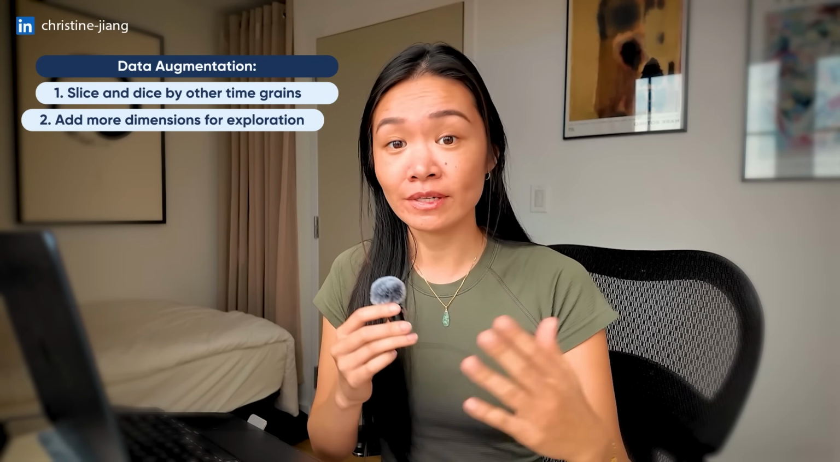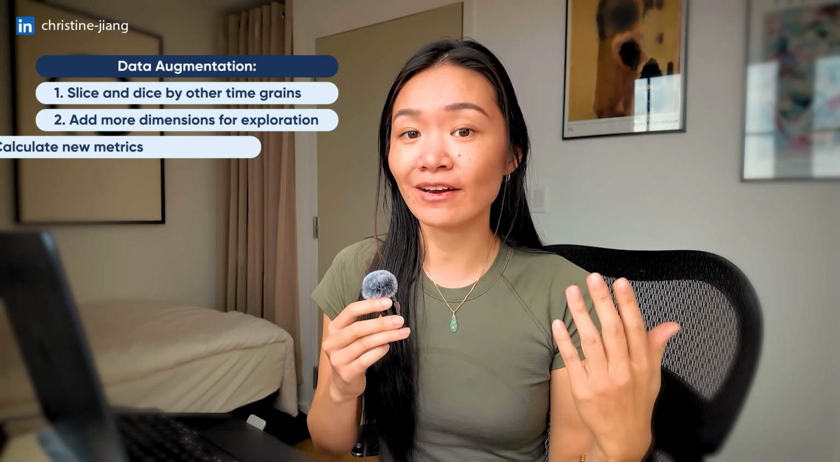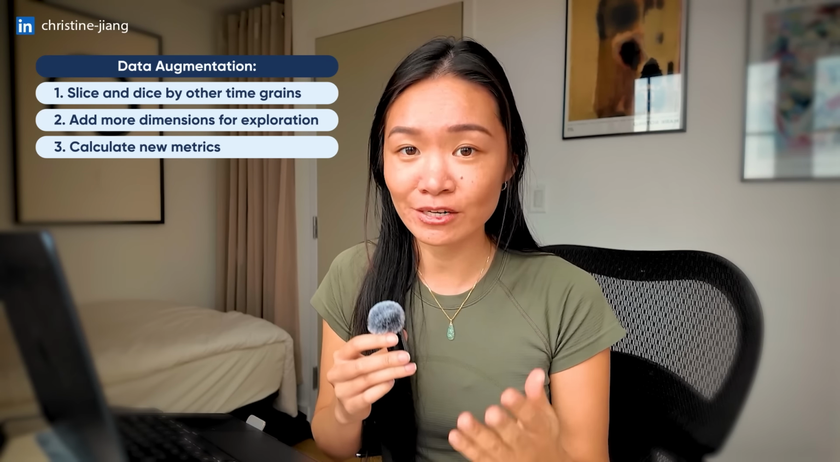So now we go from cleanup to enhancement, and this is where you start thinking, how can I make my data set more flexible and more robust? This is normally so that you can slice and dice by different time grains, or that you can segment by more dimensions, or maybe even calculate more nuanced metrics using the existing metrics in the data set.